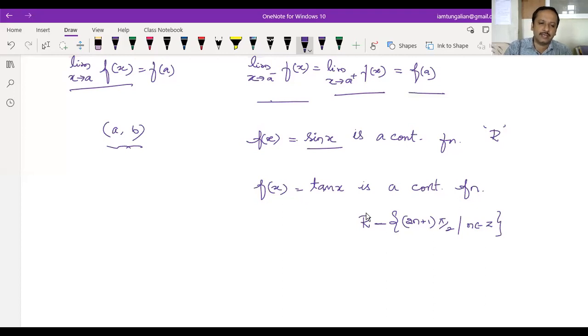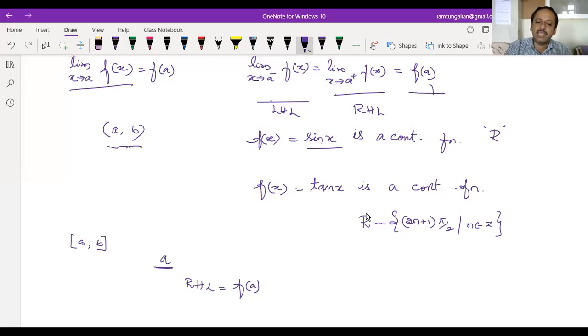Okay. So then, if a function is defined in a closed interval, and you are talking about continuity at a, there we cannot find the left hand limit. So we can only find the right hand limit. If the right hand limit is equal to f of a, then we say that the function is continuous at a, because we cannot find the left hand limit there. In general, the left-hand limit, the right-hand limit and the functional value, if all three coincide, then only we say the function is continuous at that point.